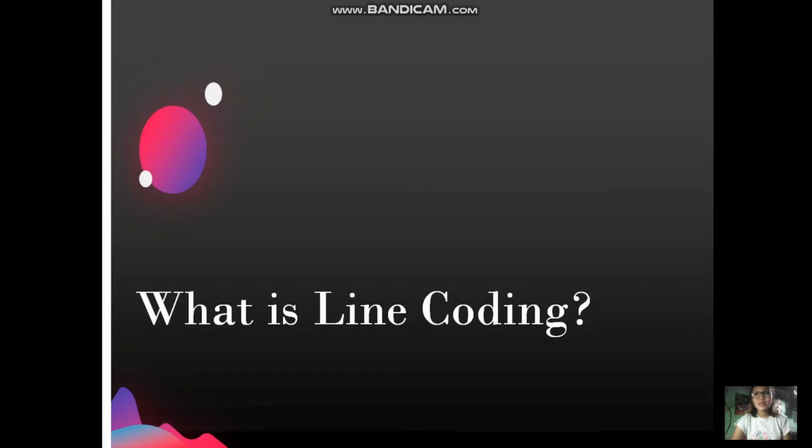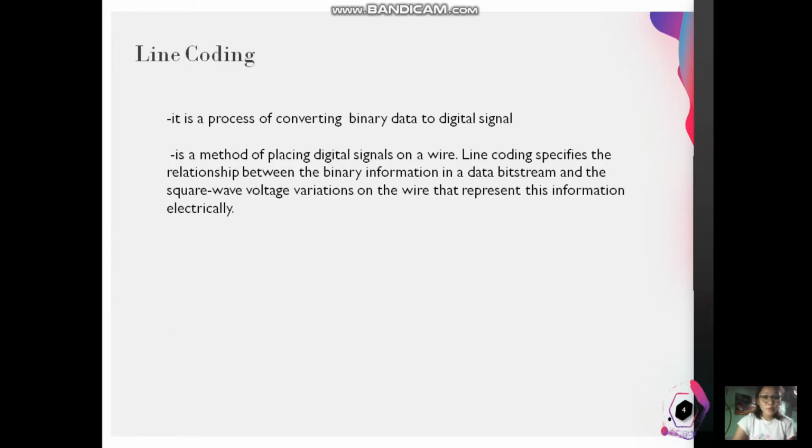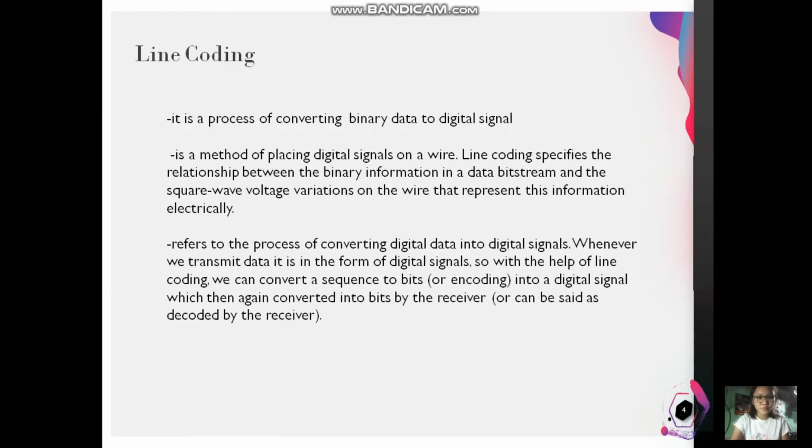Now, what is line coding? Line coding is a process of converting binary data to digital signal. It is also a method of placing digital signal on a wire. It specifies the relationship between the binary information in a data bit stream and the square wave voltage variations in the wire that represents this information electrically.